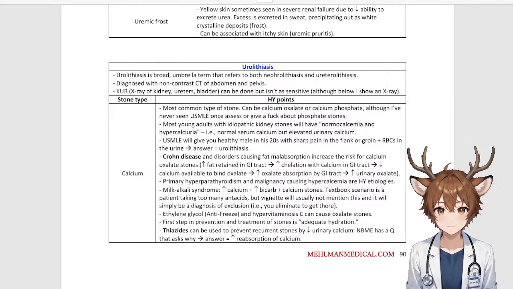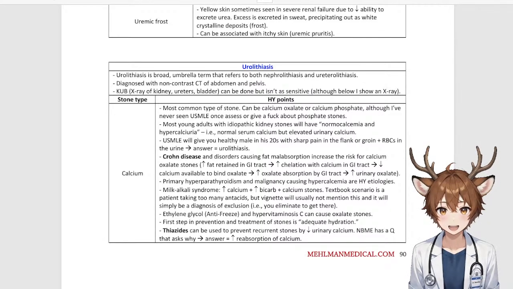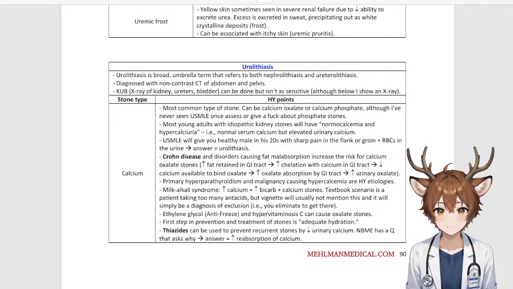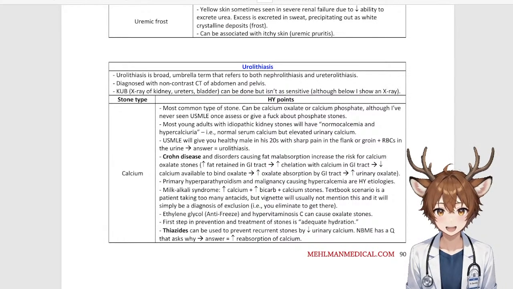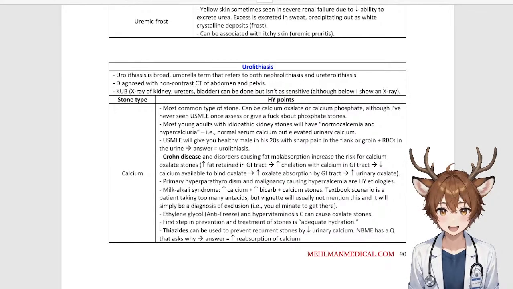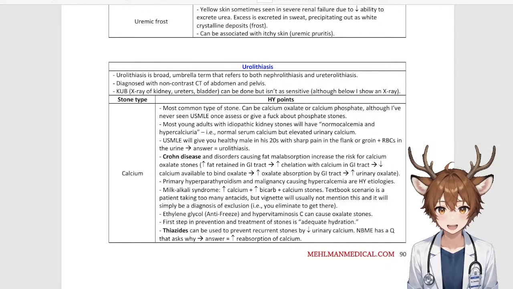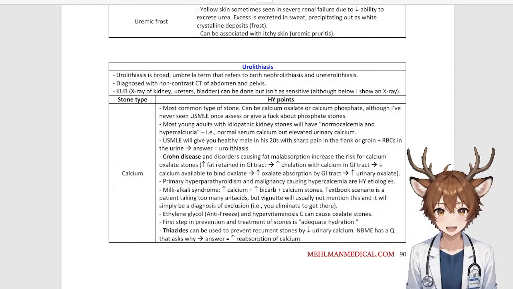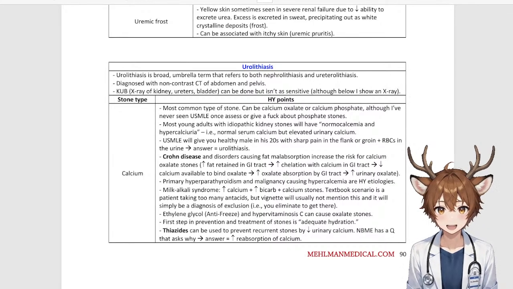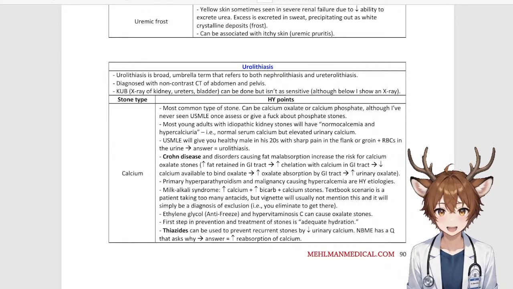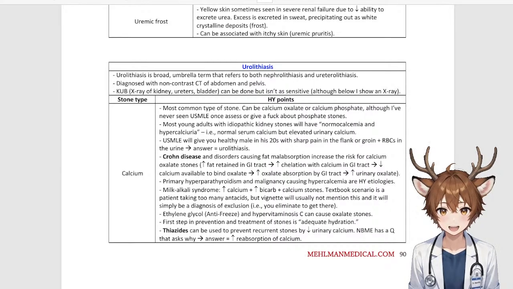So calcium. This is the most common type of stone. It can be a calcium oxalate or calcium phosphate, although I've never seen USMLE once assess or care about phosphate stones. Most young adults with idiopathic kidney stones will have normocalcemia and hypercalciuria, that is to say normal serum calcium but elevated urinary calcium. USMLE will give you a healthy male in his 20s with sharp pain in his flank or groin, plus RBCs in the urine. The answer should be urolithiasis.